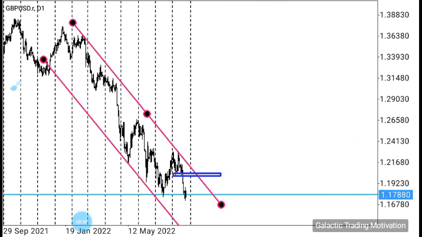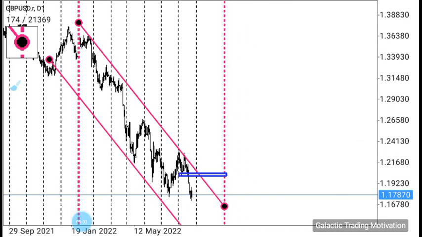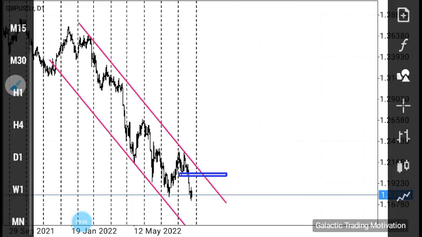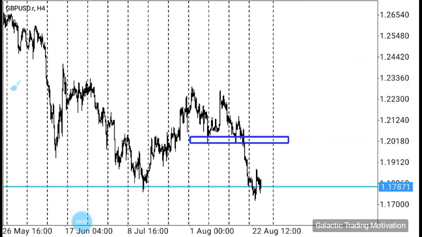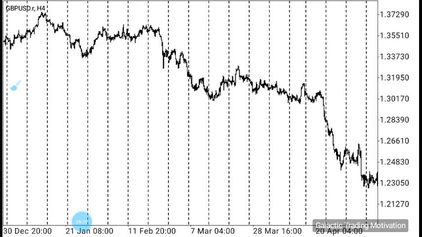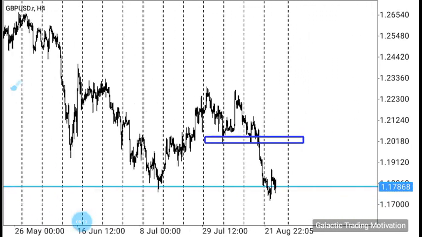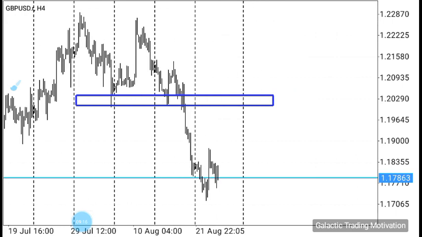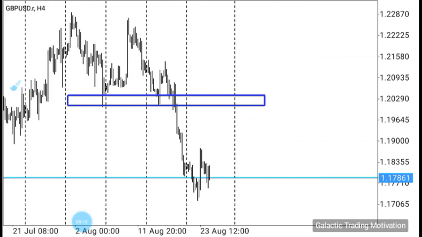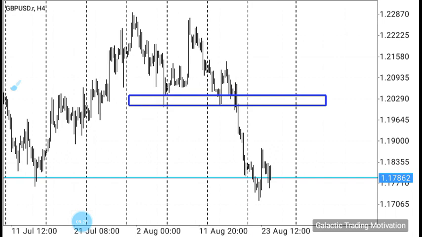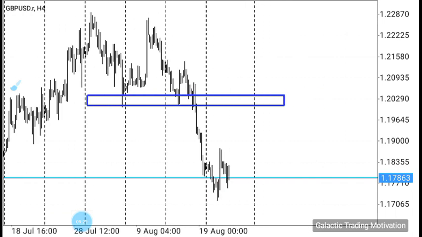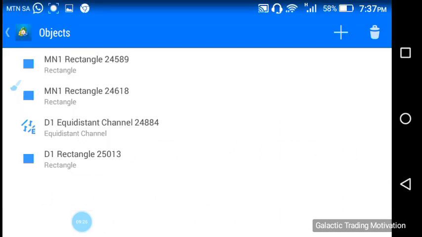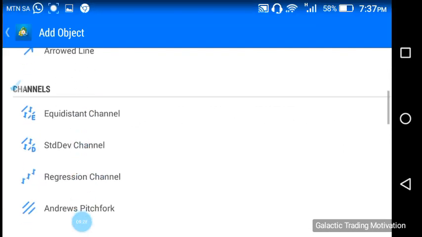Let me just head back to the daily chart just to fix my line. Yeah, so here we are on the H4 chart. So what do we see on the H4 chart that we should be paying attention to? I don't see much really as far as the H4 chart goes. However, I'm just going to start by adding my H4 channel as well, so just bear with me while I do so.